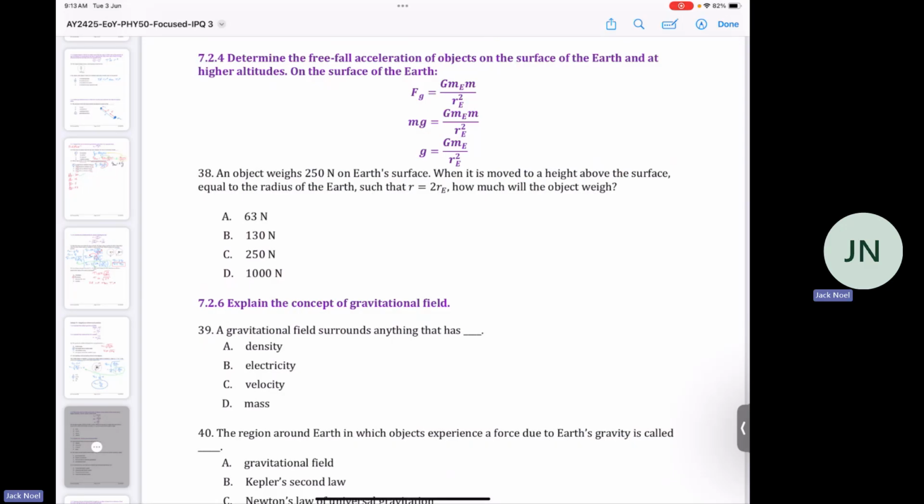So it is less than 250. Now, smaller means that it's either A or B. But we have to do the calculation because without the calculation, I'm not going to be able to find out. So let me first find the gravity at that distance. How much is the acceleration due to gravity? So g equals GME over R squared. But the new g in this case is going to be GME over... g is not changing, the mass of the Earth is not changing, only the distance is 2RE squared.